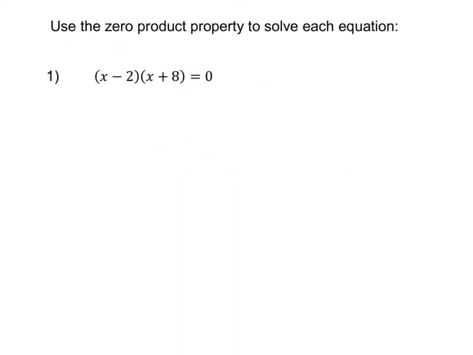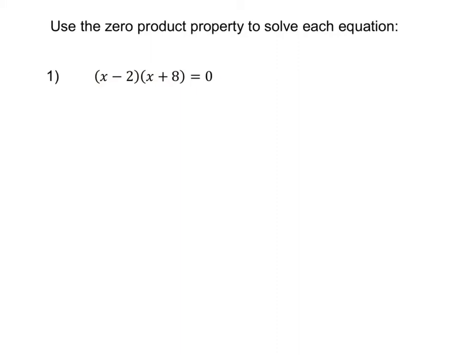We're going to use that idea of the zero product property to solve some equations. So let's think about this one. We don't know at this point exactly what x is, but what does this equation tell us? This equation tells us that these two factors, this factor x minus 2, this is one factor, times this factor, x plus 8. x minus 2 times x plus 8 is equal to 0.